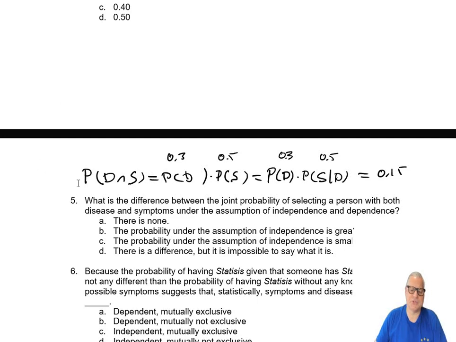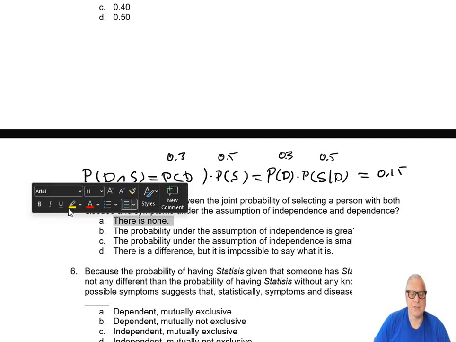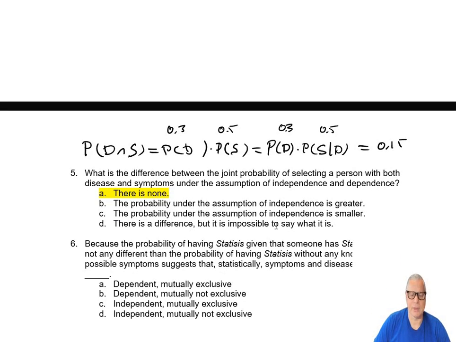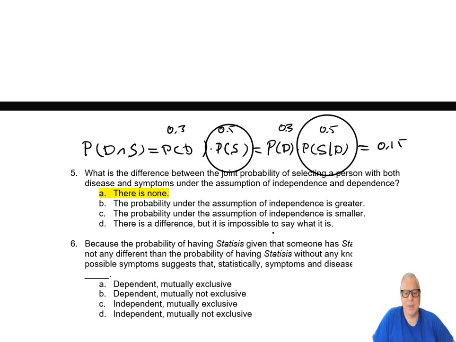So the answer is there is no difference. What we can conclude is that the two events are statistically independent. Having the disease doesn't seem to increase the probability of having symptoms. The probability of having the symptoms in the entire population is 0.5, which is the same as what people have in the population of those with the disease.